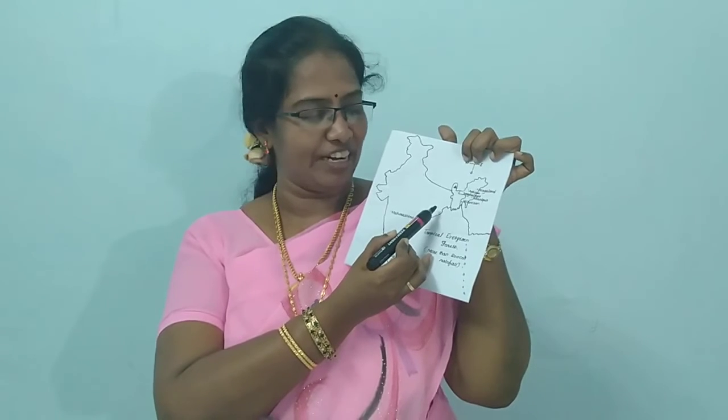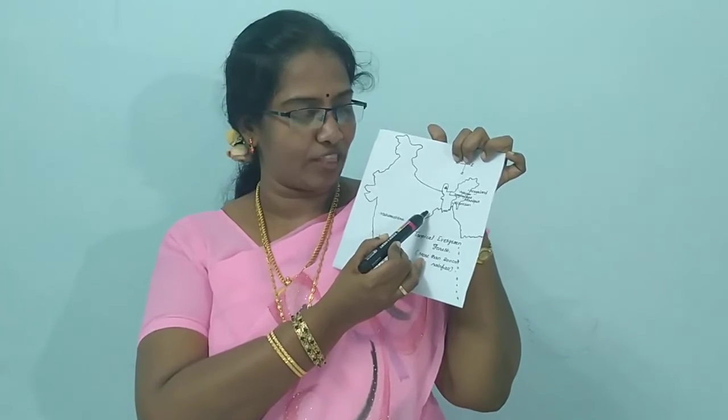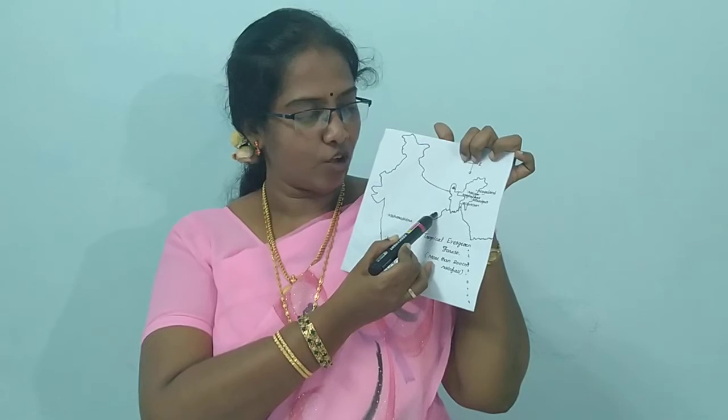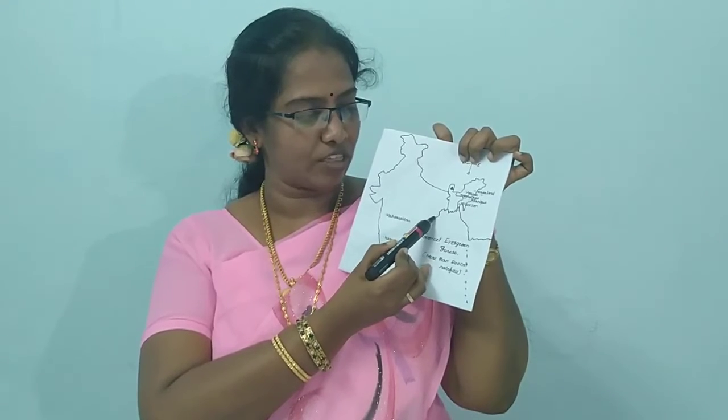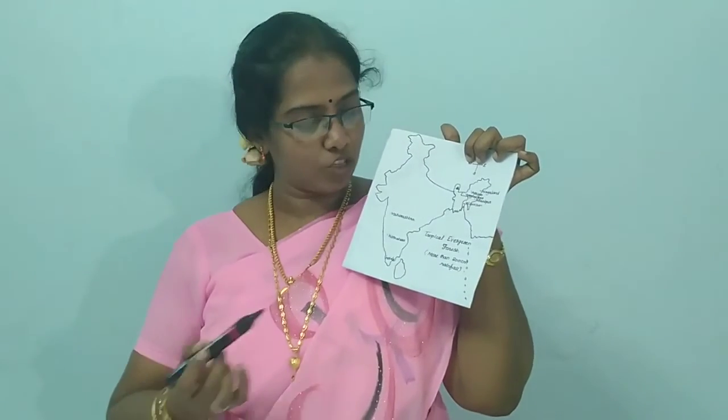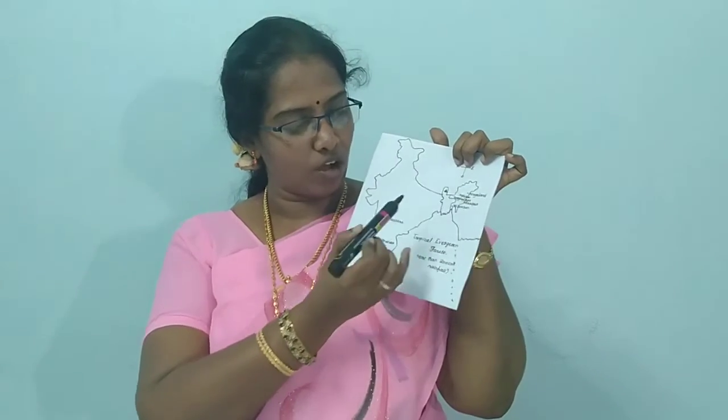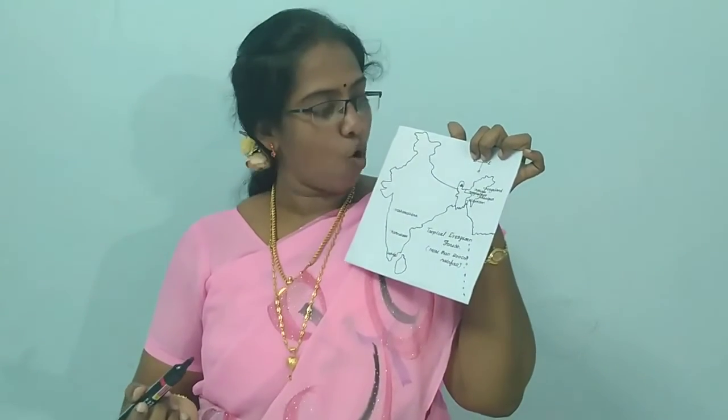The next one, Simlipal. Where is Simlipal located? I already explained the location of that. Simlipal, Odisha. This bend is Odisha. Okay, the Sundarbans area, you know very well, West Bengal. Okay, West Bengal.